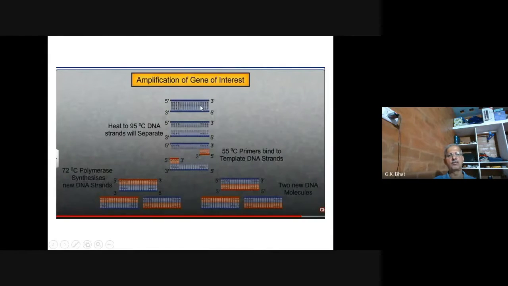What is this procedure? First, heat denaturation at 95 degrees centigrade. You see that this is the gene of interest, so the two strands get separated. And here you add one primer. Whatever complement is there, that base will come, and from one DNA strand you now get two copies of the gene of interest. This will continue again and again. In this way, within a short time, in 30 cycles, it comes out to billions of copies. Clear?